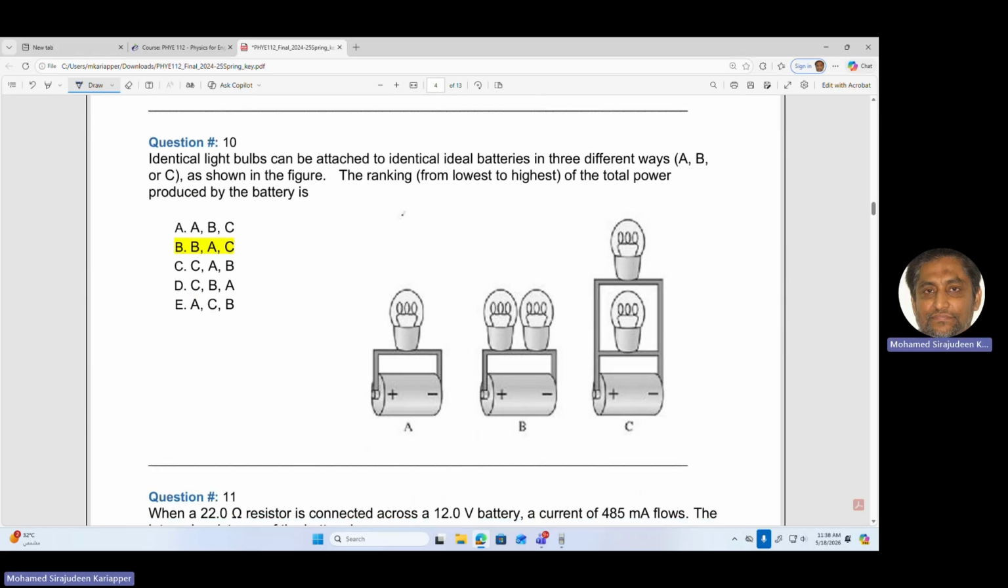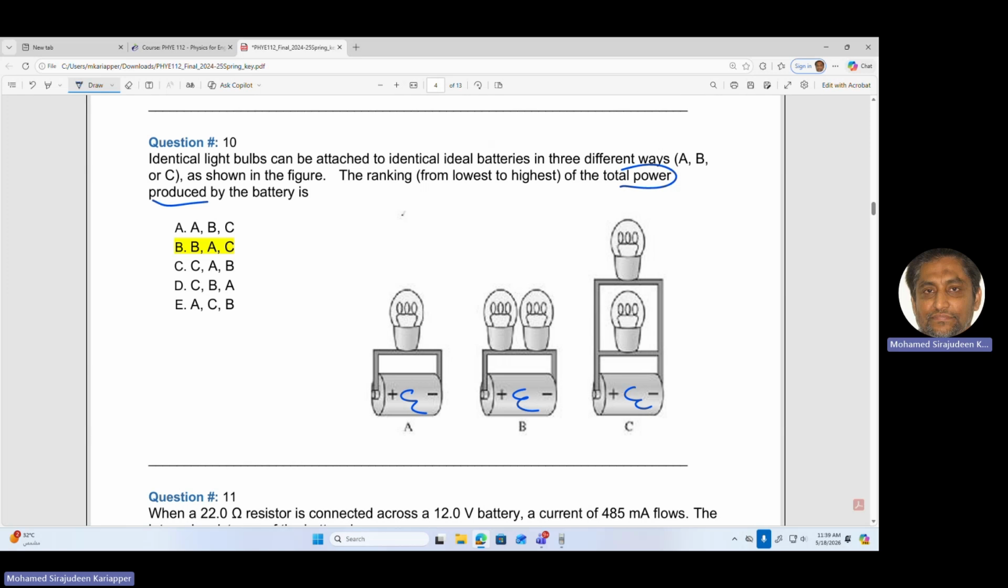Number 10. We have bulbs, they are all identical, the same resistance. That's what you mean by identical. They all have the same resistance. And you have batteries, they are identical, same EMF. Now the question is the total power produced by the battery. You have to rank them from the lowest to highest, the power from the battery.